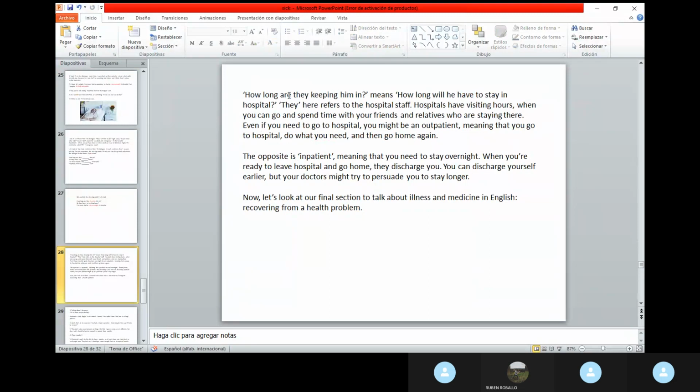Next, how long are they keeping him? Means how long he stays in the hospital. Que esta es de pronto la hospitalización. Then he refers to the hospital staff. Hospitals have visit hours where you can go spend time with your friends, relatives who are staying there. Even if you need to go to the hospital, you might not be a patient, meaning to go to the hospital, get what you need, and go home again.